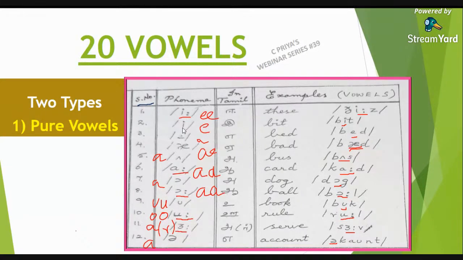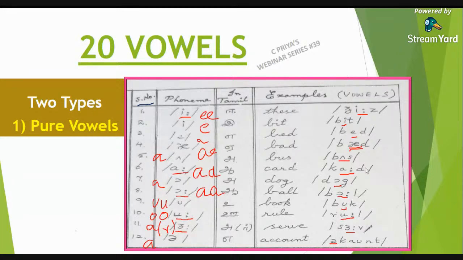In the second one, I produces the E sound. For example, if I am given bit, it produces bit. That is E. The E produces the A sound. Example, bed. B-E-D. Though it is E, it produces the A sound. Here we have words, and to the right, we have sounds.